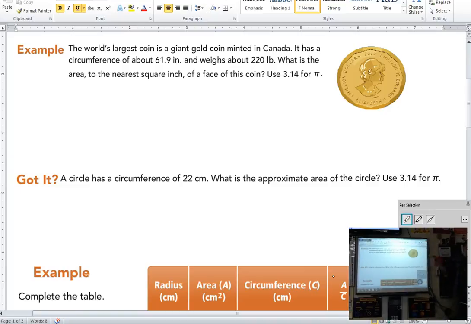This is real. Yeah. So this coin weighs 220 pounds, approximately. It has a circumference of 61.9 inches. What is the area to the nearest square inch? Do we care about the weight if we're looking for area and we know circumference? Distractor. It's a distractor. So, first thing we need to use is that my circumference is 61.9.